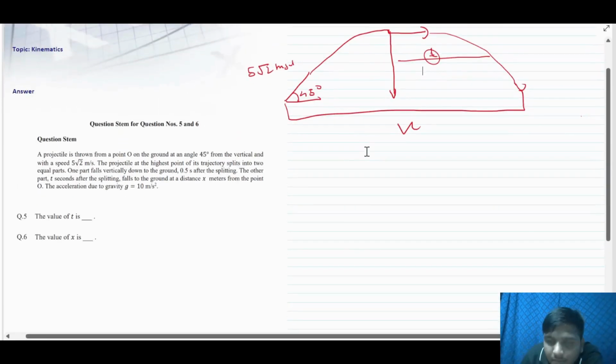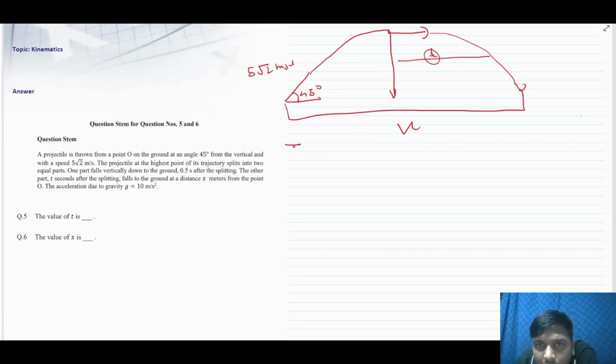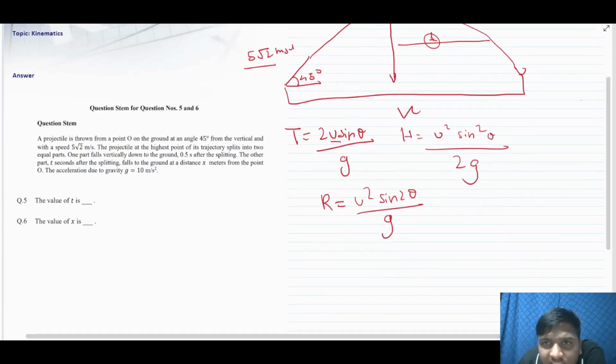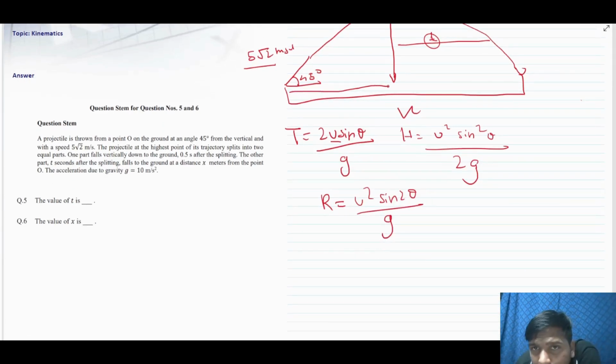So let's see some of the basic formulas which are used here. First one is the time of flight, that is 2u sin theta by g, where u is this speed. The maximum height reached is equal to u square sin square theta by 2g, and the range is equal to u square sin 2 theta by g. So we know that at maximum height it has already covered half of the range.